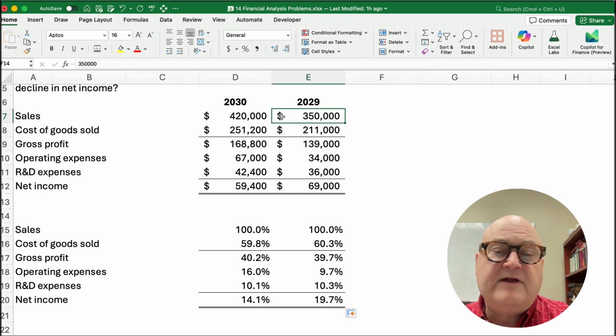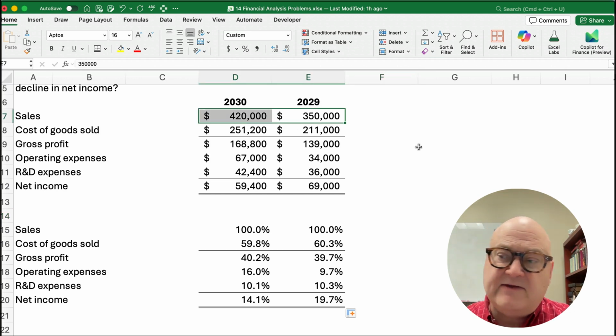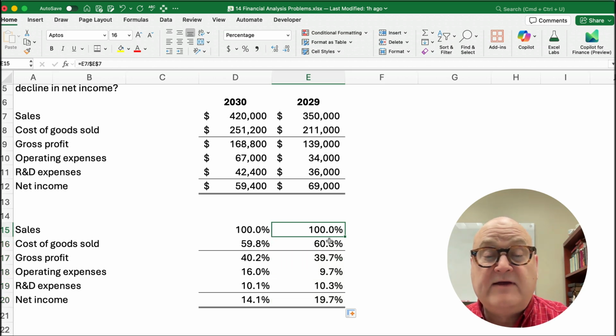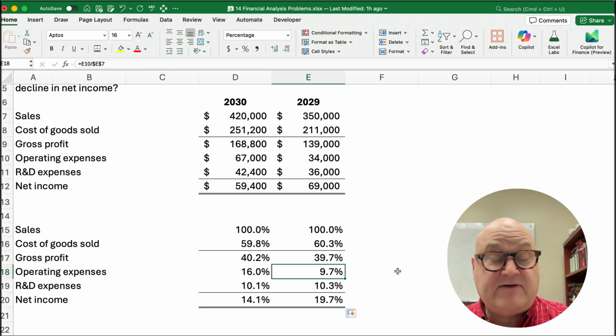It went from 350 to 420,000. Well, let's say this is $300 million. Well, it's really hard to compare 300 million and 400 million or whatever. So common size says, look, let's just do it all in terms of $1 of sales. So what happened to $1 of sales? 60 cents went to cost of goods sold. About 40 cents was gross profit. About 9.7 cents, almost 10 cents, went to operating expenses. And then about 10.3 to research and development. And net income was 19.7.